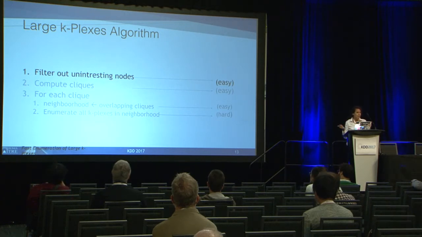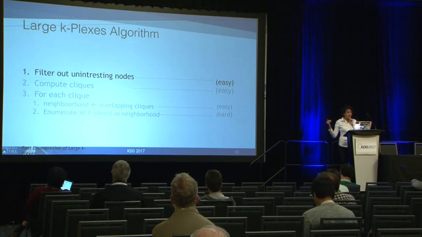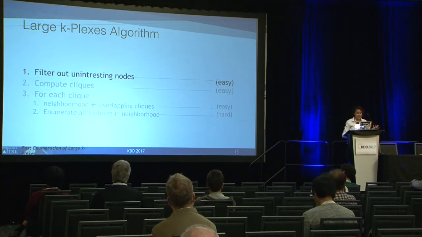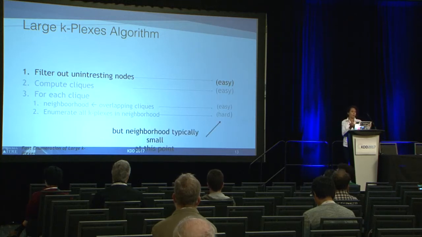And so first step, it's easy. We filter out nodes that don't match criteria of cliqueness and coreness. In the second step, we compute cliques, and that's easy too in practice. In the third step, for each clique, and that can be done in parallel, we select the overlapping cliques, and then we enumerate all the k-plexes in the overlapping cliques with state-of-the-art techniques. And that's the hard part. That's the bottleneck of our algorithm. But typically, at this point, we have very few nodes left.